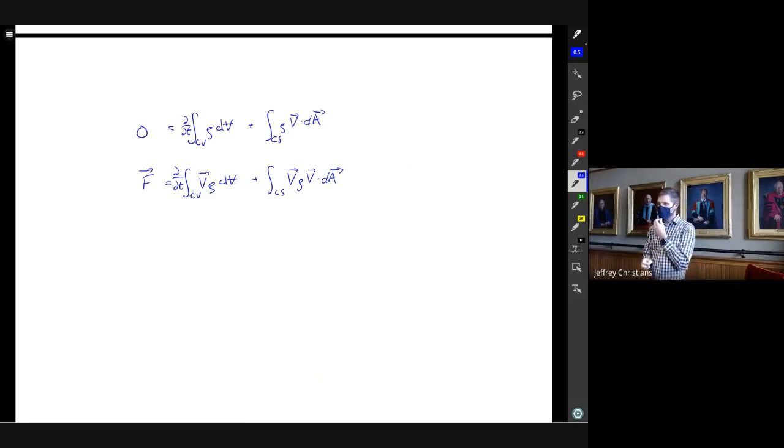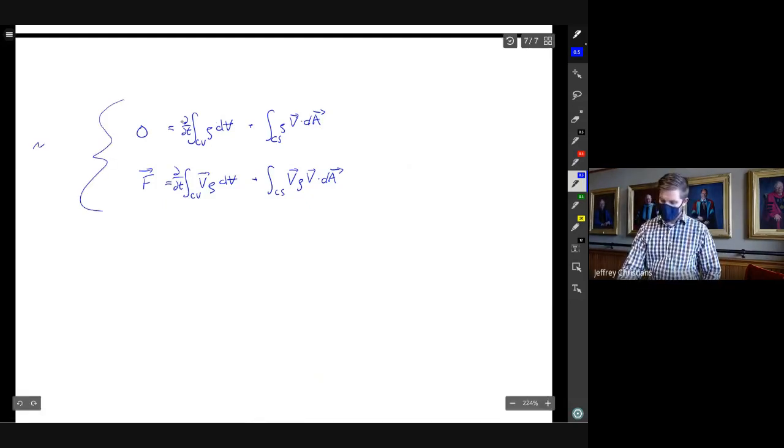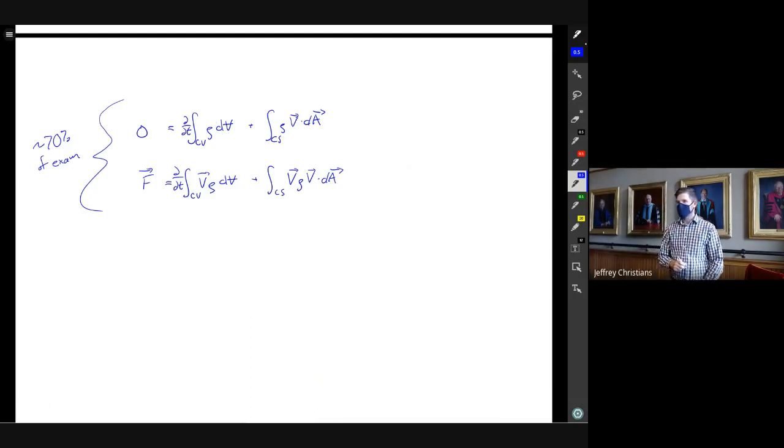Okay, so these equations should hopefully be familiar to you. Working with those two equations is going to be about 70% of the exam. I think it's exactly 70% of the exam. Could be a little off on that. I don't remember. About 70%. Two-thirds to three-quarters, somewhere in there.